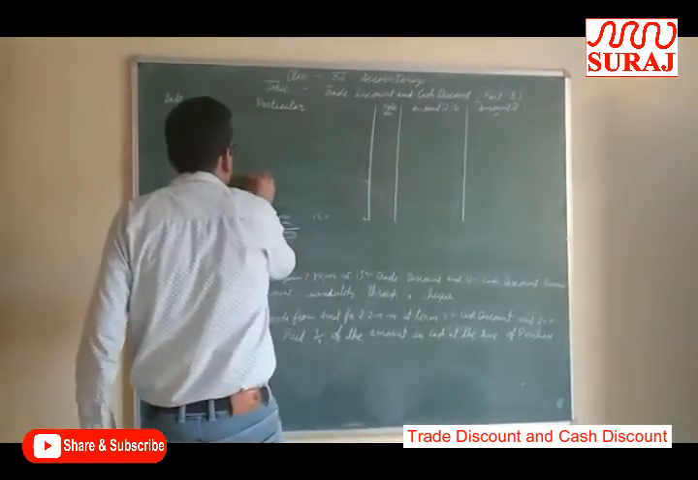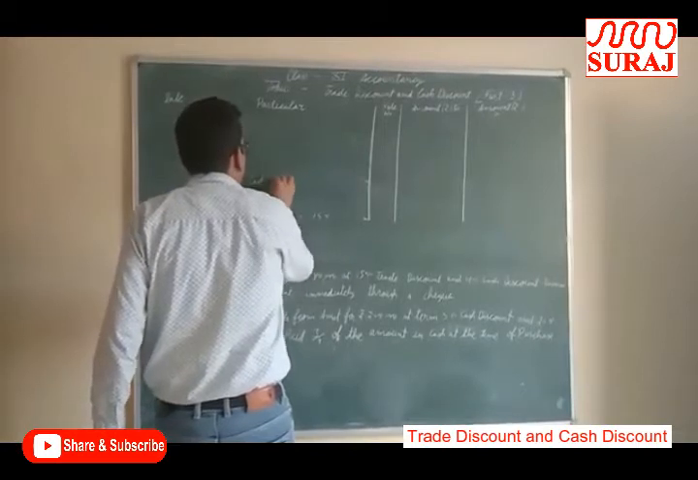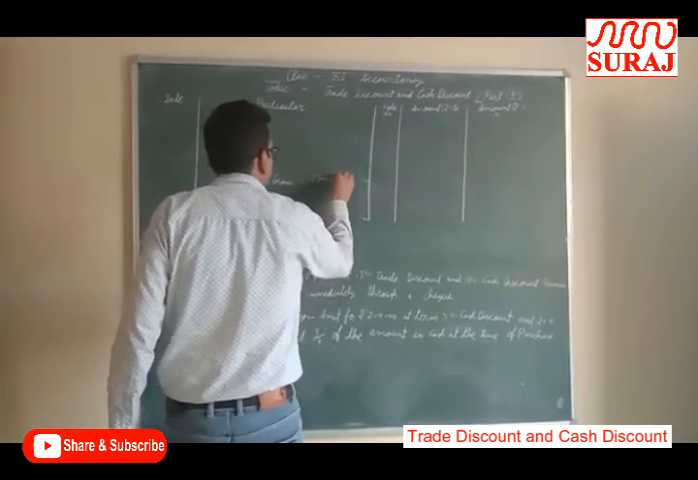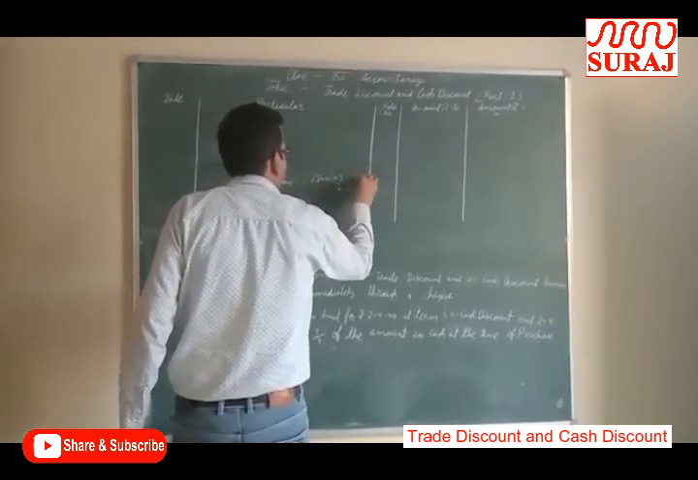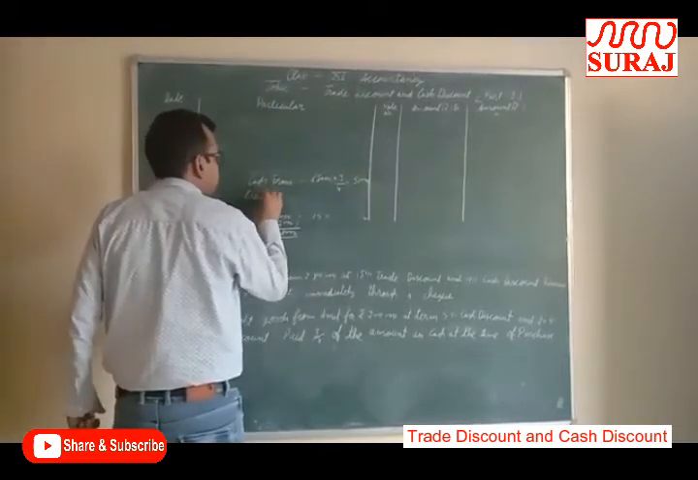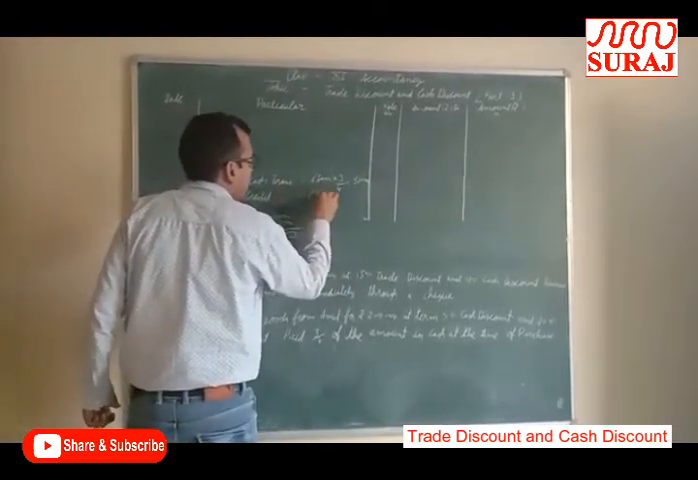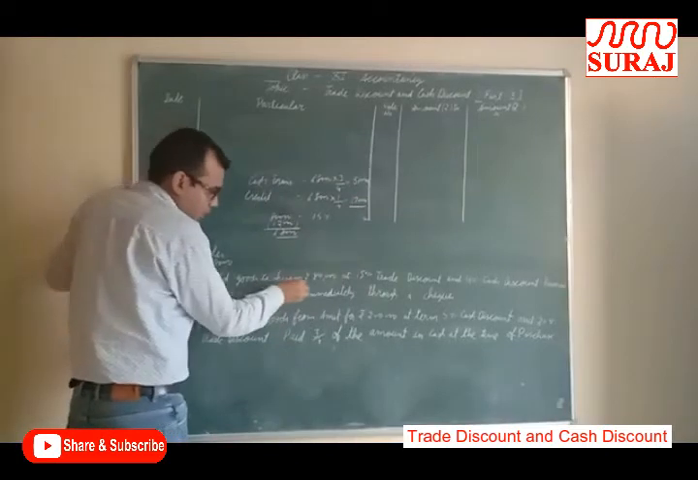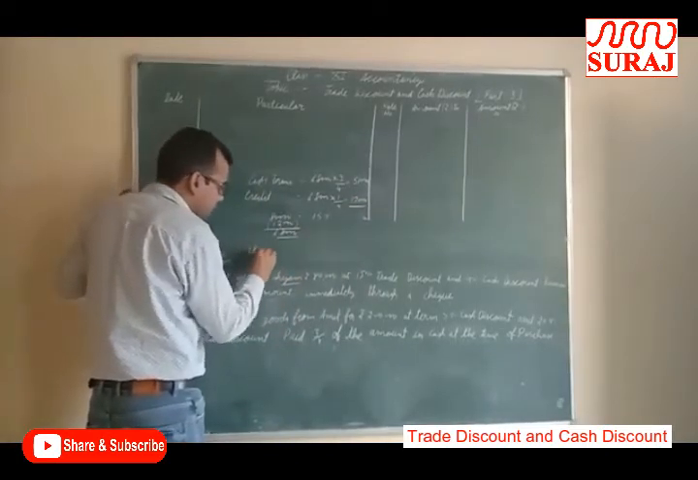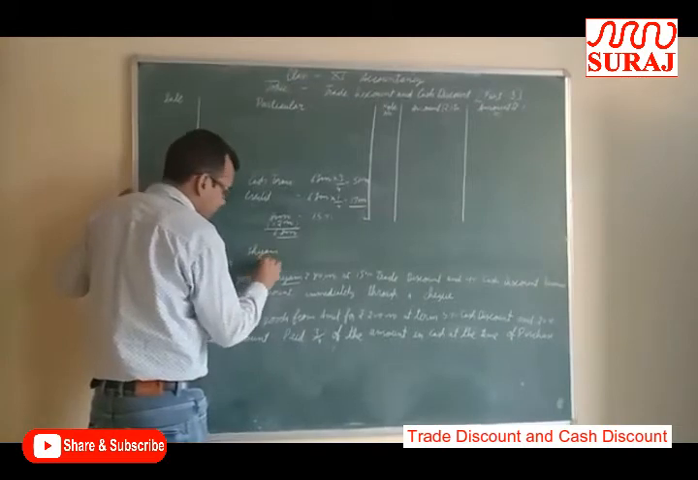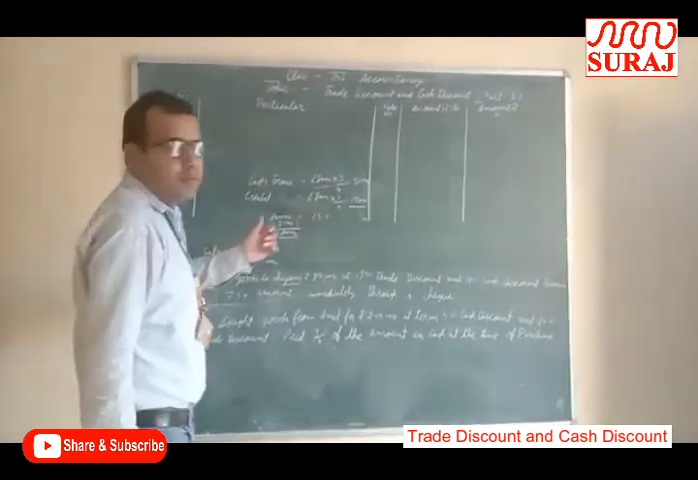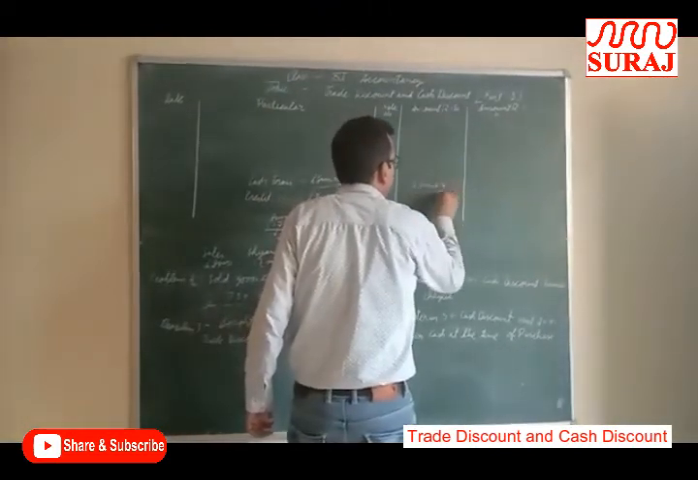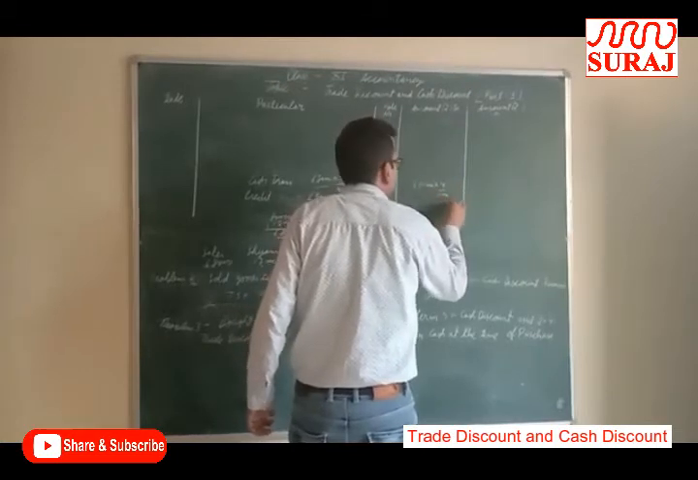Cash transaction: 68,000 times 3/4, 51,000, and credit transaction, that is 68,000 times 1/4, 17,000. For credit, use the name of the customer, that is Shyam, 17,000. On the cash transaction, we will give cash discount 4%. 51,000 times 4% is 2,040.